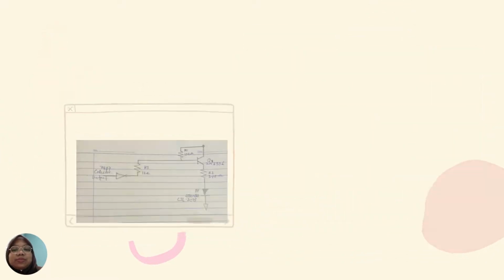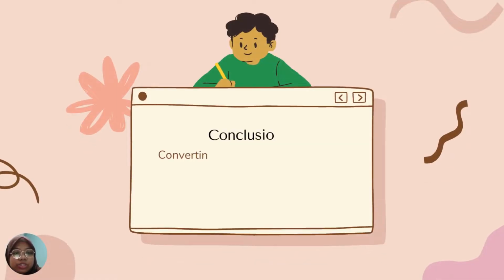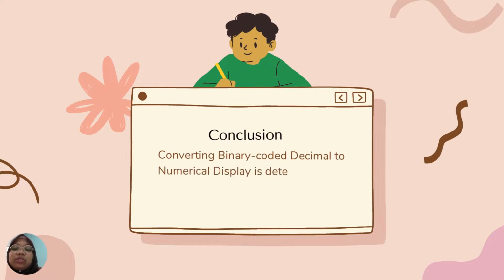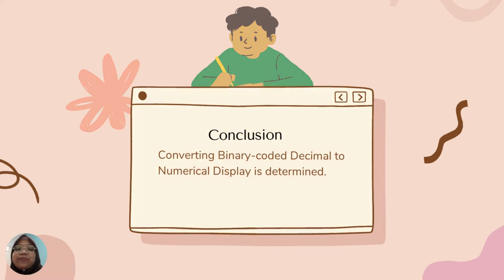Okay. Lastly is the conclusion. So, in conclusion, converting binary coded decimal to numerical display is achieved in this experiment. As a result, we can conclude that this experiment is successful since it follows the theory of the circuits for the 7-segment display, from the results in the truth table of the 3 circuits of the 7-segment display.